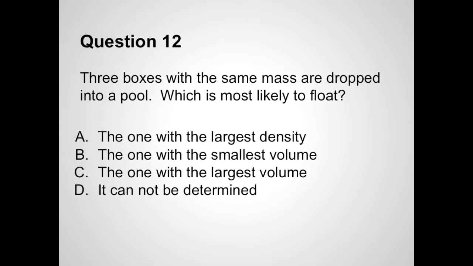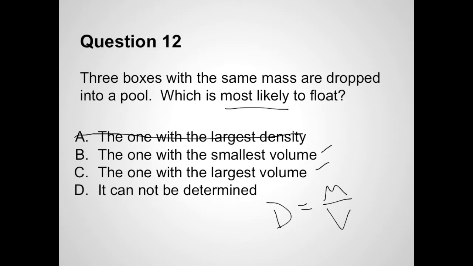If three boxes with the same mass are dropped into a pool, which is the most likely to float? So we need to figure out what we know about the density of the boxes, which is not that much, but when we're talking about comparison and the question is which is most likely to float, we can make some determinations based on that. If they're all the same mass, remember that density is mass over volume. Variations in the volume will affect the density. So the one with the largest density is certainly not the most likely to float. That would be the least likely to float.